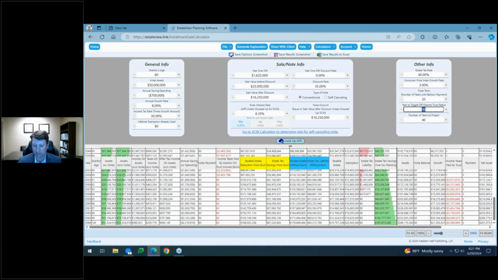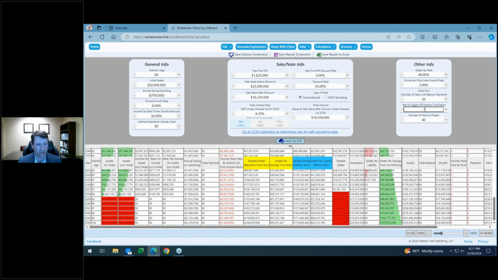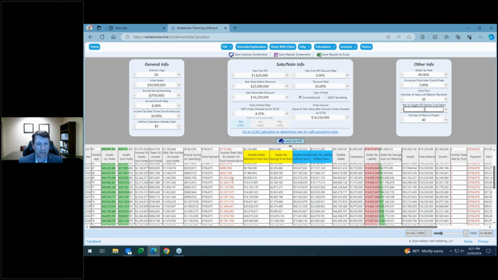What are some other things that we can do if we don't turn off grantor trust status, and we're looking here at negative numbers? Well, the trust could actually invest in municipal bonds, so there's not a large income tax bill back to the grantor. The trust could buy life insurance that's non-taxable. So there's things that we can do besides turning off grantor trust status to mitigate the impact of the burn on the grantor's retained assets, all of which can be illustrated with EstateView.